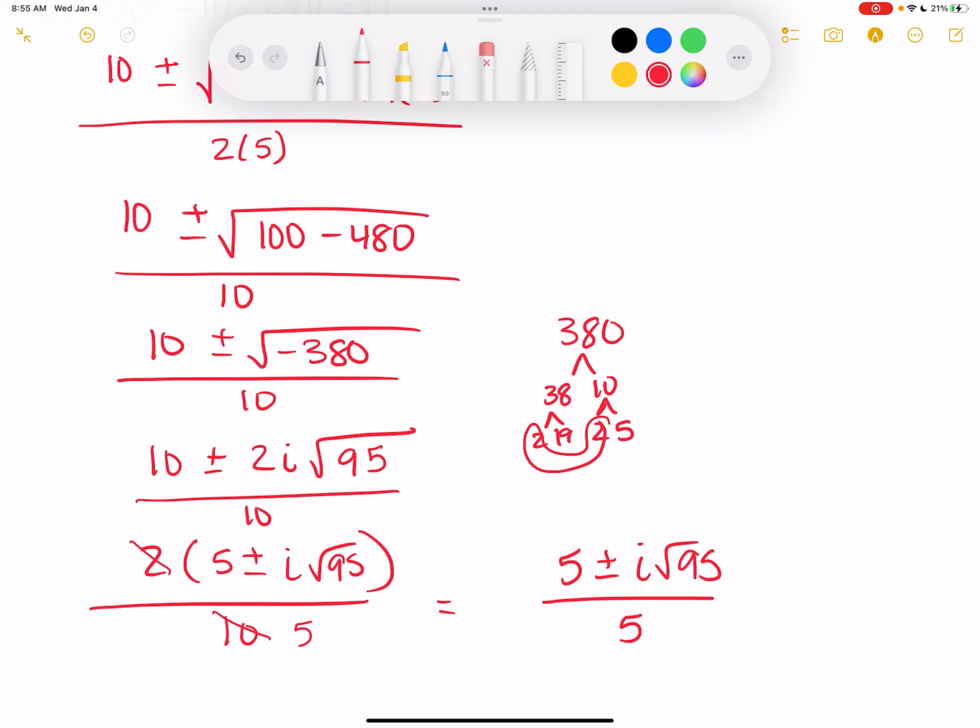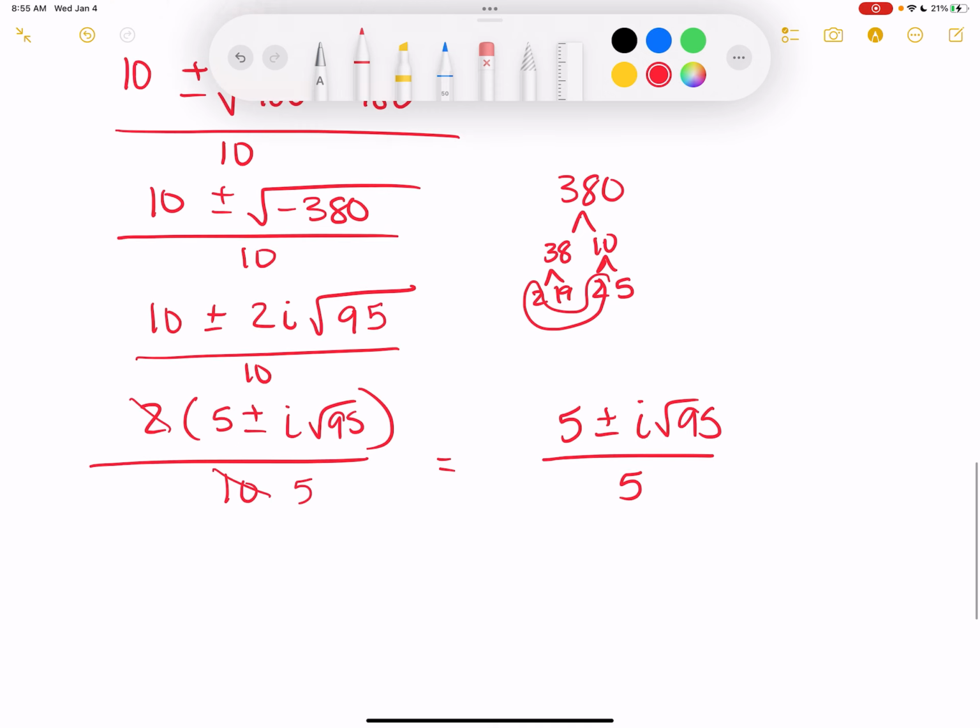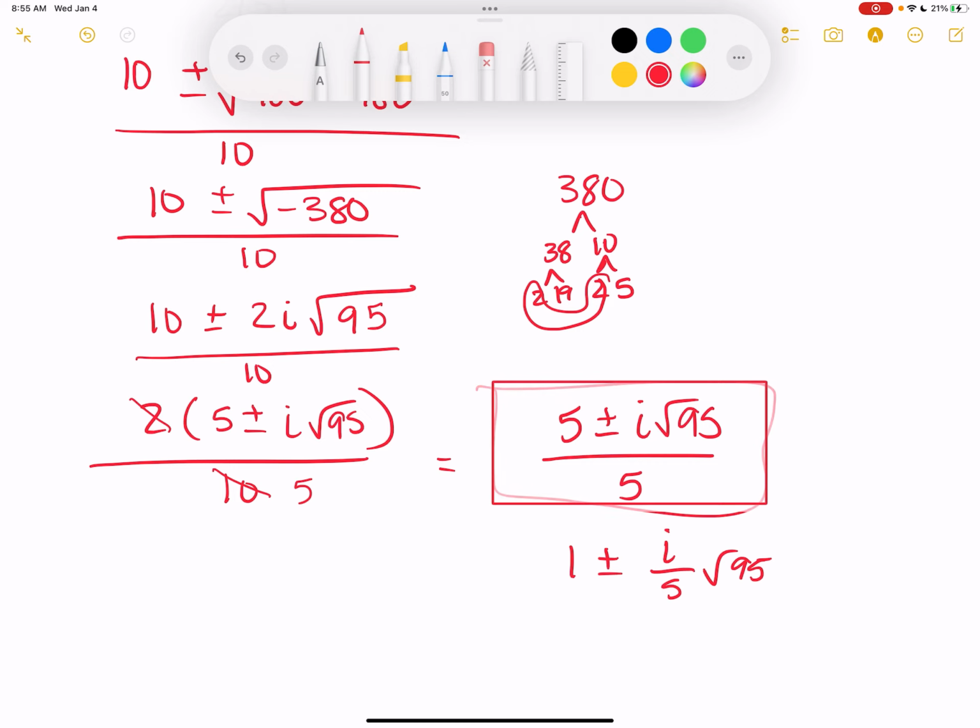Now, some people, I would just leave it like that. But some people will ask if they can split it, and they'll end up splitting it to be 1 plus or minus i over 5 root 95, which is technically fine, but I, again, would just leave it here because it's easier. It looks a lot happier like that. It's my personal preference, but you know. Nobody asked me, so.